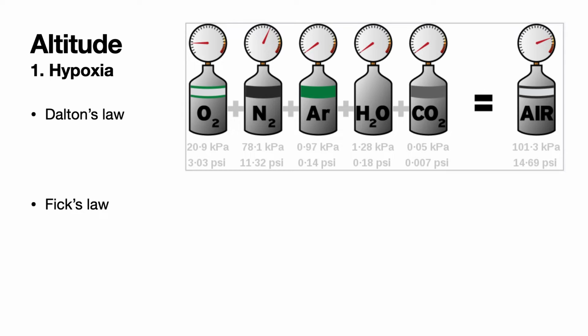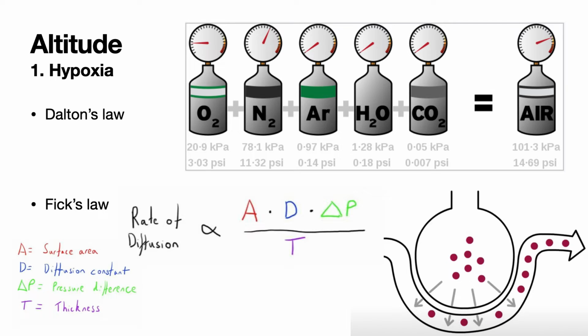And the reason we're interested in the partial pressure of oxygen is because of Fick's law, which states that the rate of diffusion of a substance across a membrane is proportional to the pressure difference, so that delta P we can see there in the equation. And so what that means is that if we increase the partial pressure of oxygen in our alveoli, we will increase the driving pressure of oxygen across that membrane and therefore increase our arterial partial pressure of oxygen, which is what we're really interested in.